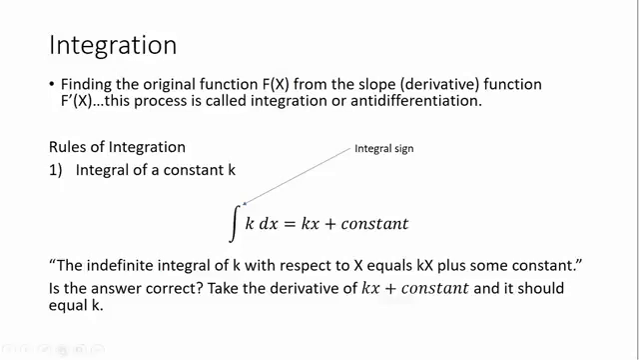So if we take the derivative of kx plus a constant, what would you get? The derivative of kx is just k, the derivative of a constant is 0. So we get back what we were originally trying to take the integral of. So this is one way to check your answer.